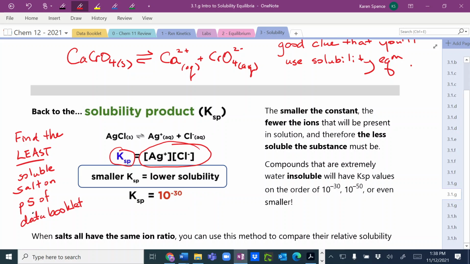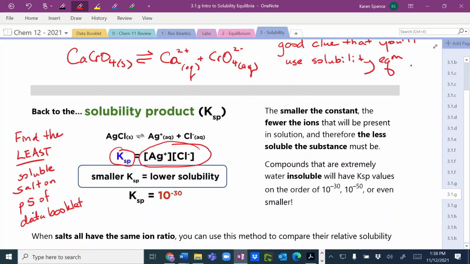Anyone think they found a contender? A salt's just an ionic compound. Yeah, you're right. All right, we have any contenders? Yes? Iron hydroxide, 2.6 times 10 to the negative 39. That sounds like an excellent choice.